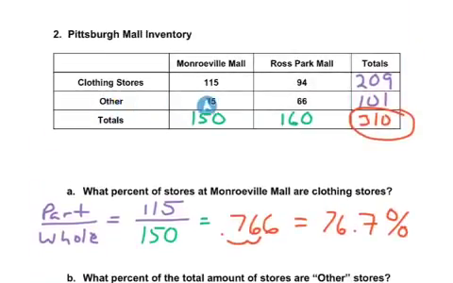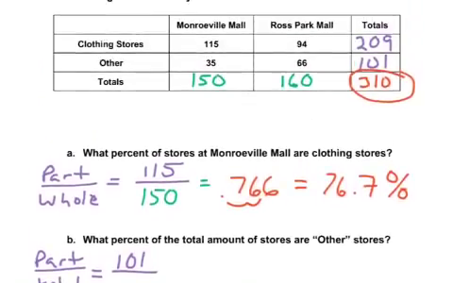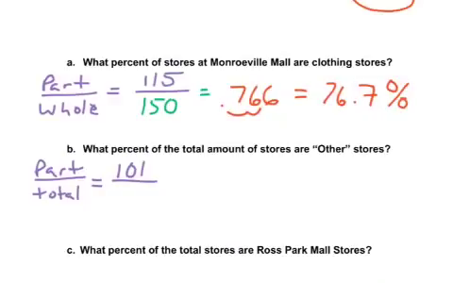Well, how many other stores are there? Well, there are how many, Victoria? 101. So we will write down 101. Now, we need to figure out what are the total amount of stores. Well, again, come back up here in the table, and we can see our magic number in the corner. The total amount of stores is what, Victoria? 310. That would be stores. So again, our part, which is the total other stores, is 101, and our total stores is 310.